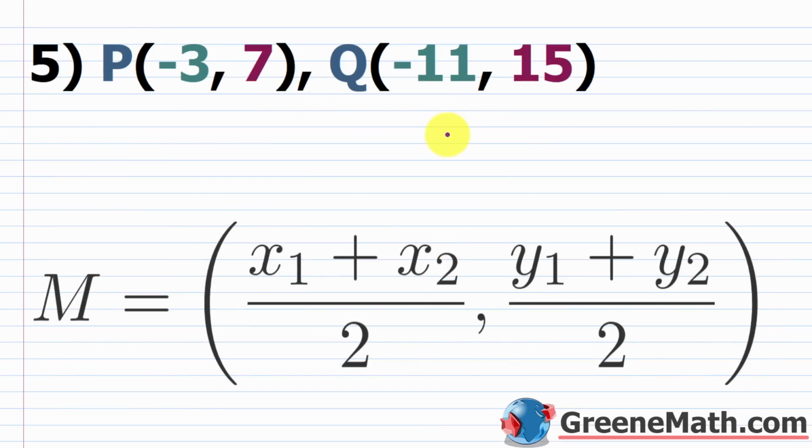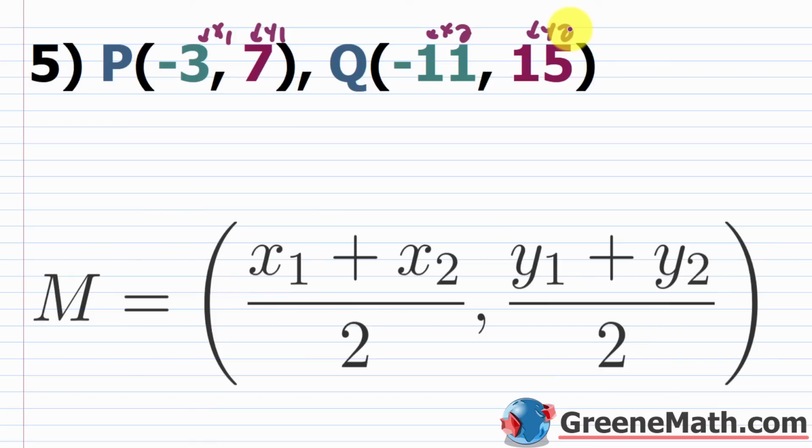All right, let's take a look at problem 5. So here we have P, which is negative 3, comma, 7, and then we have Q, which is negative 11, comma, 15. All right, so again, you can label this if you want. Probably not necessary, but let's say this is x sub 1 and this is y sub 1, and let's say that this is x sub 2 and this is y sub 2.